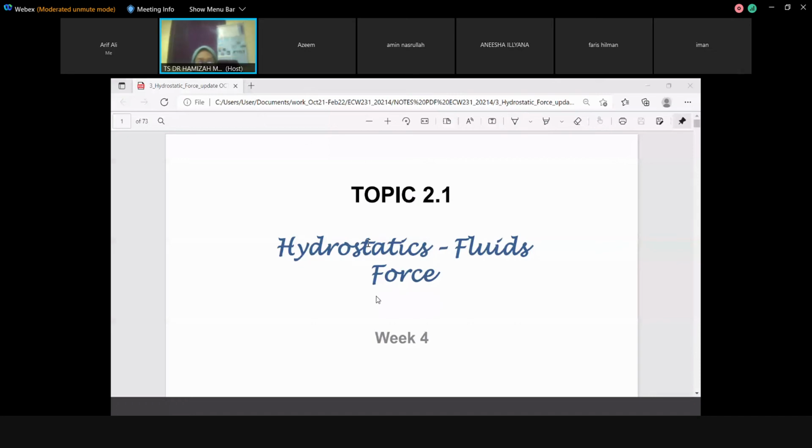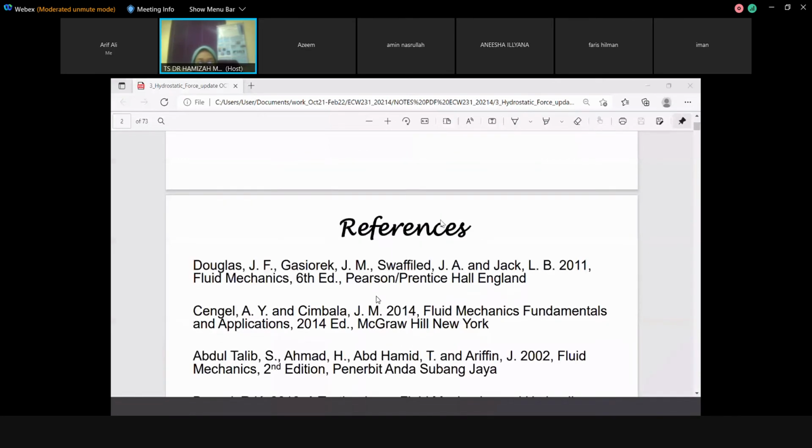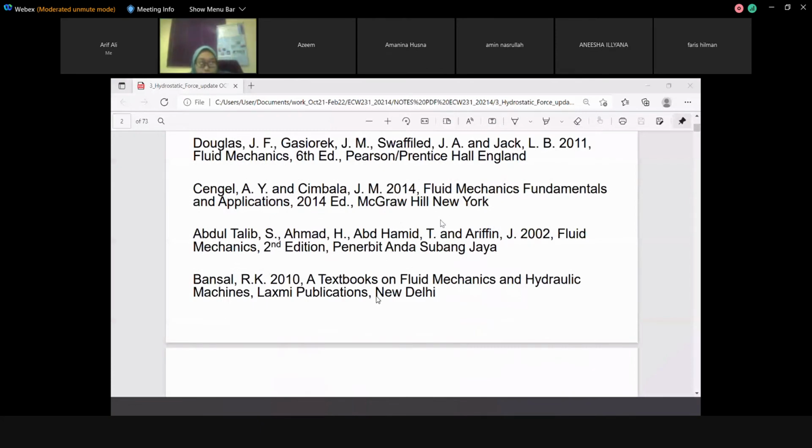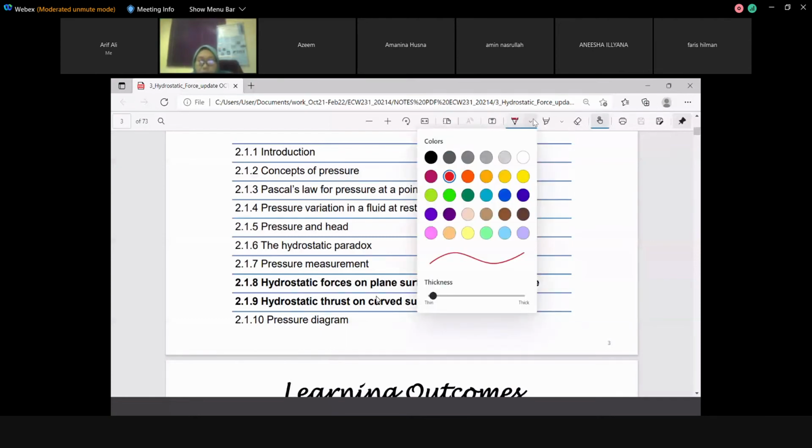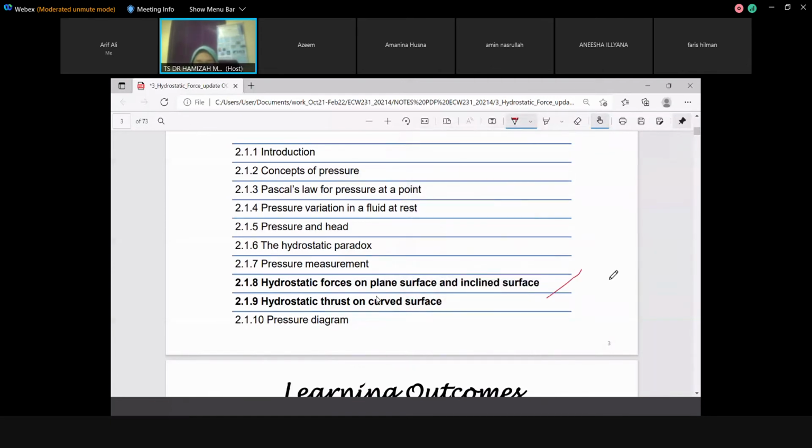Recall what you learned from the recorded video for week 4, which is static force on a plane surface, 2.1.8, plane ataupun incline. Okay, so incline, bila dia ada angle. Plane surface, it can be flat or flat vertically. Okay, so this is the force.